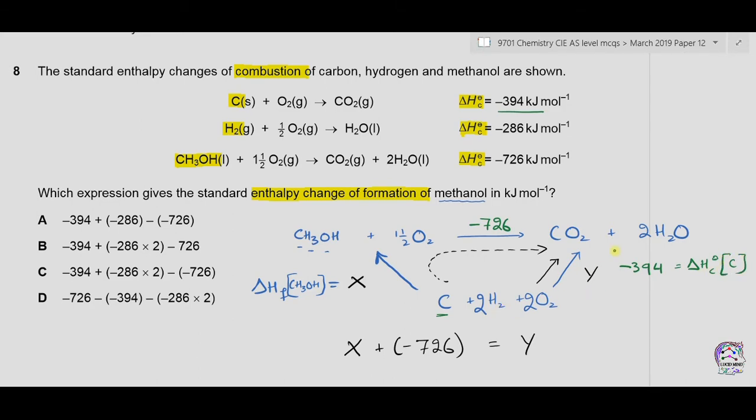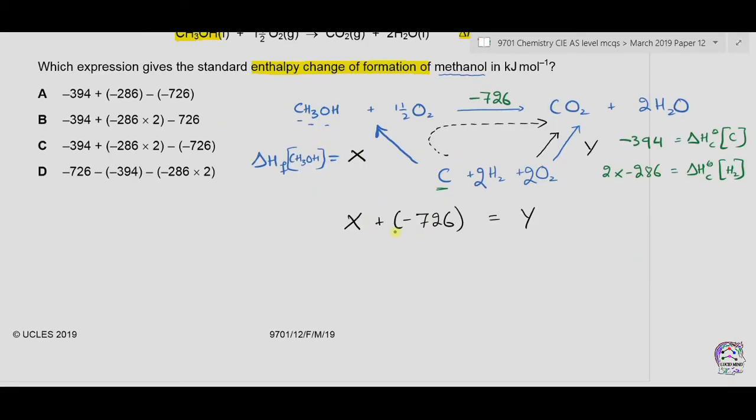Also hydrogen is being converted into water, so this is the enthalpy change of combustion for hydrogen, and the value is given as minus 286. As there are 2 moles of hydrogen, we have to multiply 2 with minus 286. This will be the enthalpy change of combustion of hydrogen. Let's put these values in the given equation.